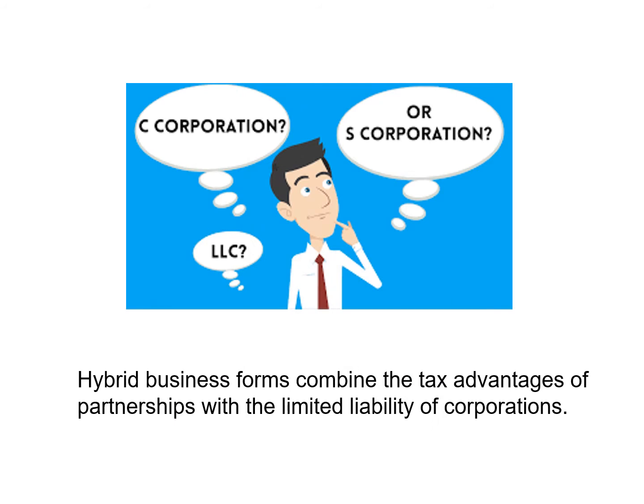Sole proprietorships, partnerships, and corporations represent the main types of business organizations. Hybrid forms are allowed in all the states. These hybrid business forms combine the tax advantages of partnerships with the limited liability of corporations. Probably the most common among these hybrid types are limited liability companies, LLCs, and S corporations. These forms are discussed extensively in a business law class.